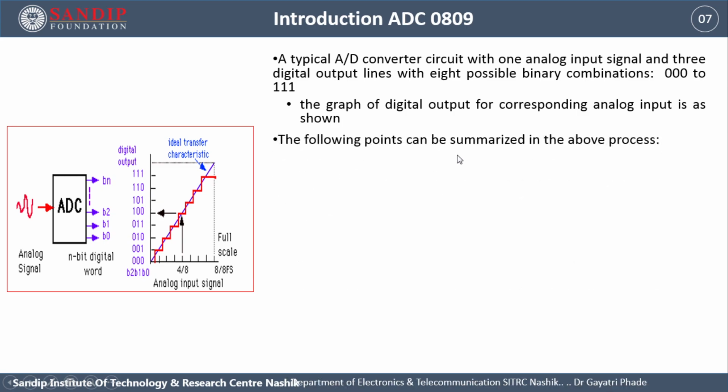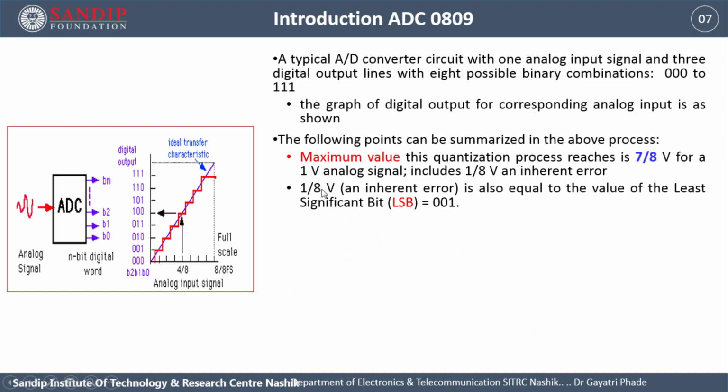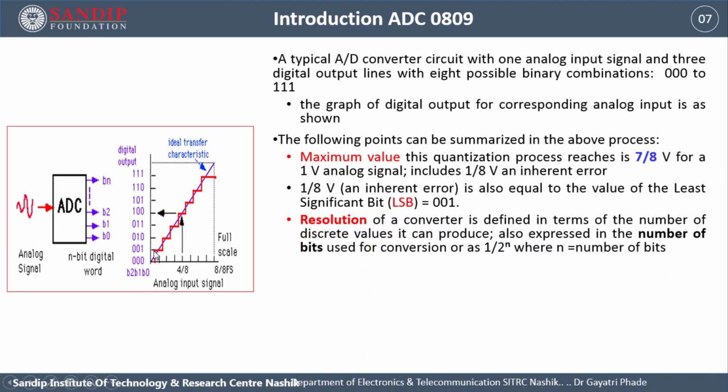Let us summarize this A to D conversion. The maximum value this quantization process reaches is 7/8. 7/8 is the maximum value we are getting for a 1 volt analog signal, which includes 1/8 as an inherent error. This 1/8 volt, an inherent error, is also equal to the value of the least significant bit, LSB, that is 001.